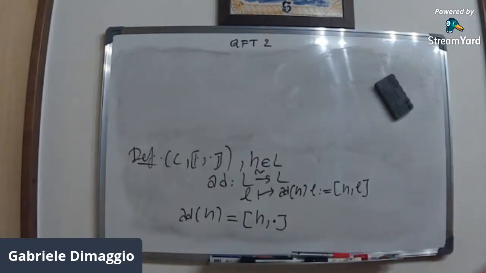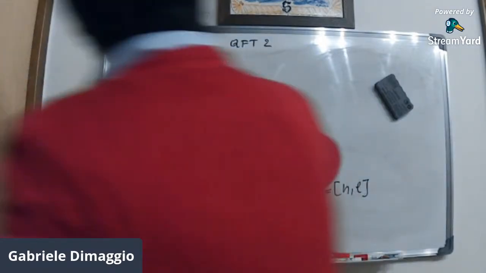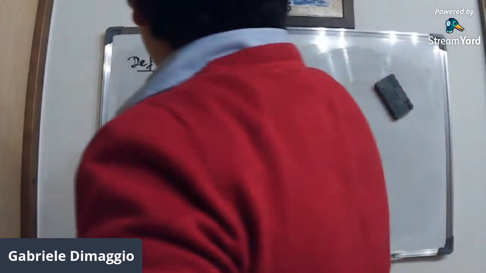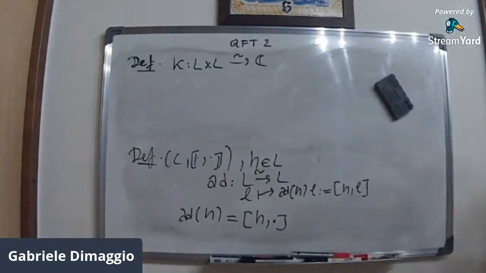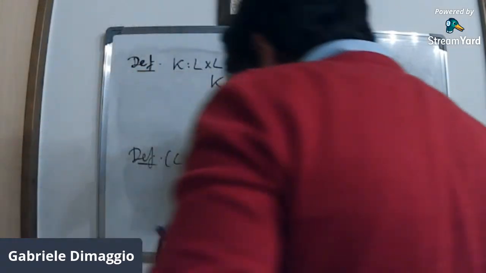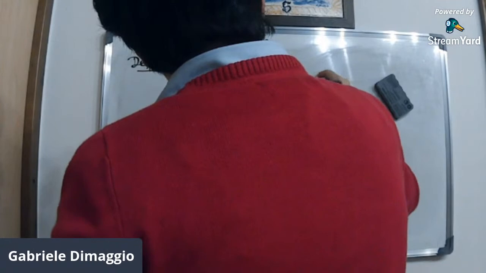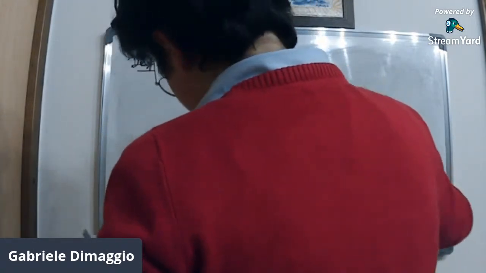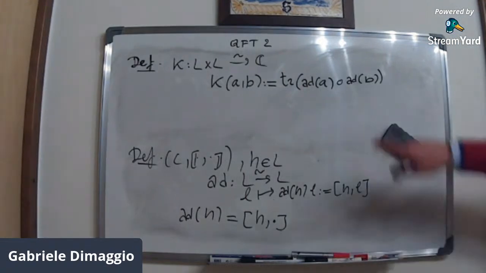Okay, so now, what's the Killing form? For the Killing form definition, we have a particular bilinear map, kappa, from L times L to C, such that kappa(A,B) is equal to the trace of ad(A) composed with ad(B). And this is the Killing form.